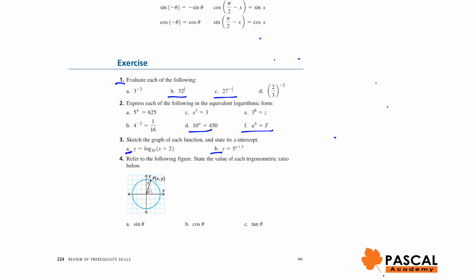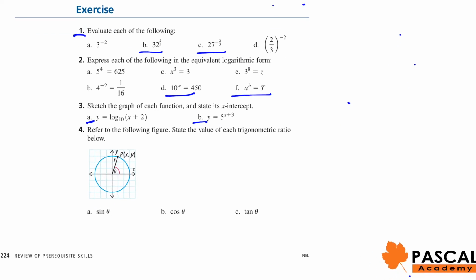Chapter 5, Session 2. In this session, we are working on questions from page 224 and 225 from the textbook. Question 1, evaluate each of the following. 32 to the power of 2 over 5. 32 is 2 to the power of 5. 2 to the power of 5, to the power of 2 over 5, is 2 to the power of 2. We multiply the exponents. That is 4.